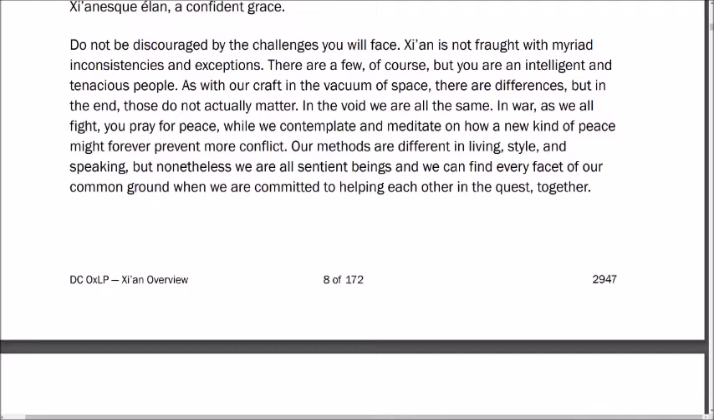Our methods are different in living, style, and speaking. But nonetheless, we are all sentient beings and we can find every facet of our common ground when we are committed to helping each other in the quest together.